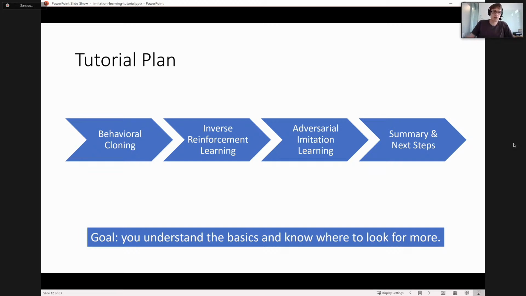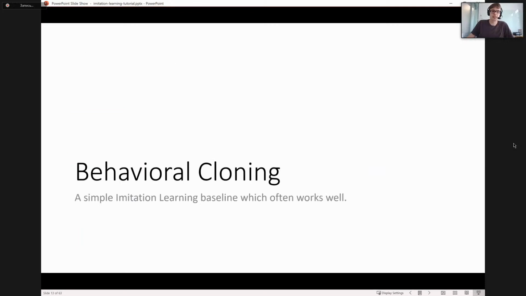Okay, cool. Let's move on to our first algorithm, which is called behavioral cloning. Behavioral cloning is a simple imitation learning baseline. It often works really well, and the reason I'm focusing on it so much is that behavioral cloning has a little bit of a bad rap in the community. So I wanted to address that point and explain in which cases you can use it and in which cases you shouldn't use it.